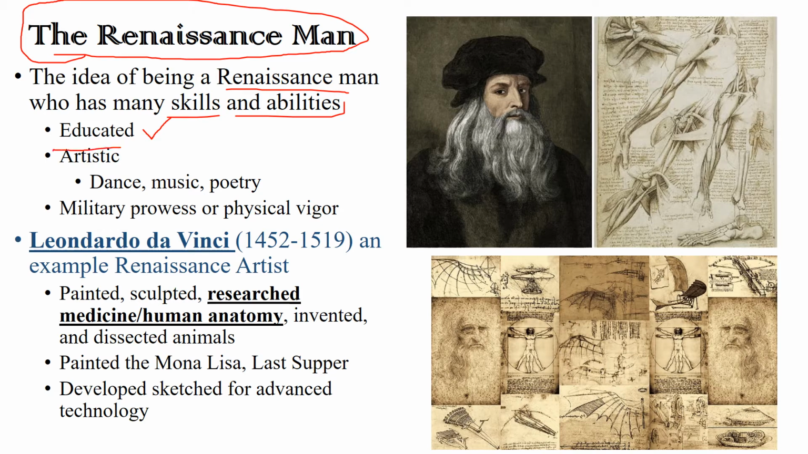They're supposed to be artistic, either dance, music, poetry, painting, sculpture. They're supposed to have some creative element to their conceptualization. And they're supposed to represent either military prowess through being a soldier or a commander, or physical vigor in some other way. So they are mind, spirit, creativity, and intellectual knowledge all combined in this concept of a Renaissance man.